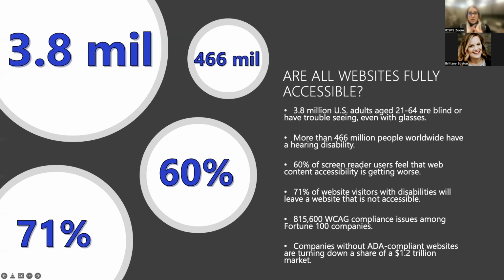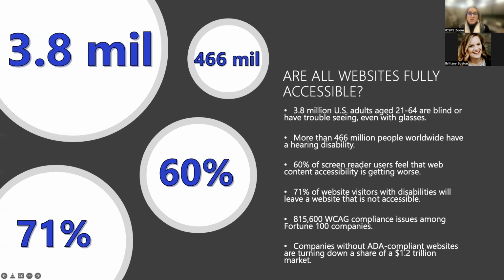So if your institution's website or your program's website is not accessible to that user, does not meet their disability where it's at, then 71% of those people will leave and go to a different program. So you're not competing with your competitors. And 815,600 compliance issues among Fortune 100 companies is what we're seeing in the private sector. Companies without ADA compliant websites are turning down a share of a $1.2 trillion market of consumers.